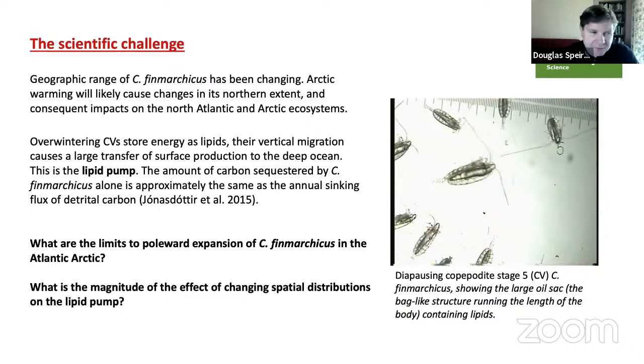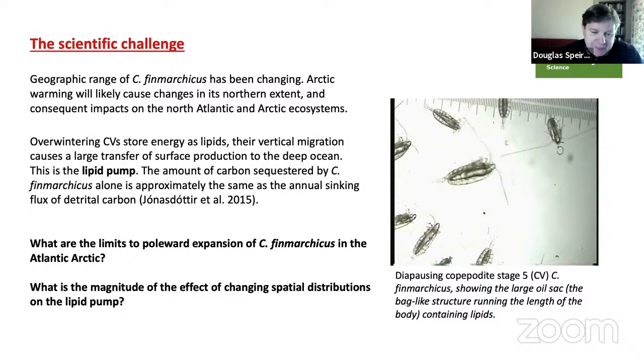Another related question is that the overwintering C5s, the diapausing individuals, store energy as lipids. That's their energy store, which they use to survive over the winter. But a consequence is that the vertical migration causes a large transfer of the surface production. They feed on phytoplankton, so they're capturing this production in the surface and bringing it to deep water. This process is known as the lipid pump. It's been shown recently by Sigrun Jonasdottir and her co-workers that the amount of carbon can be very substantial: the carbon sequestered by these overwintering Calanus is about the same as the annual sinking rate of detrital carbon. So it's a very significant transfer of production from the surface to deep waters, and thus far has not been included in global ecosystem models.